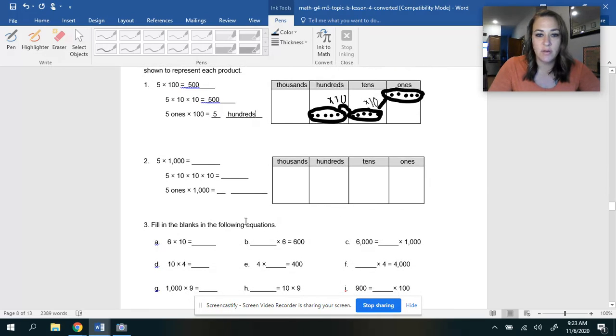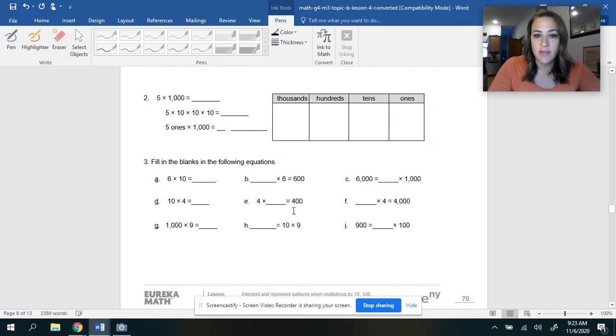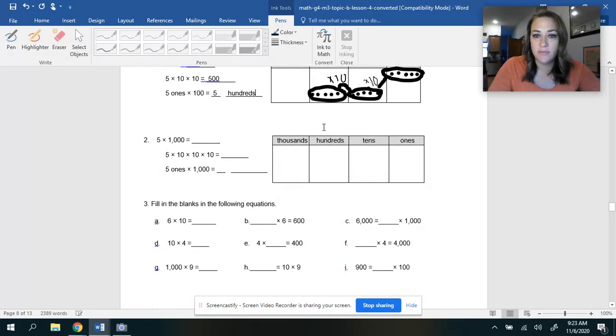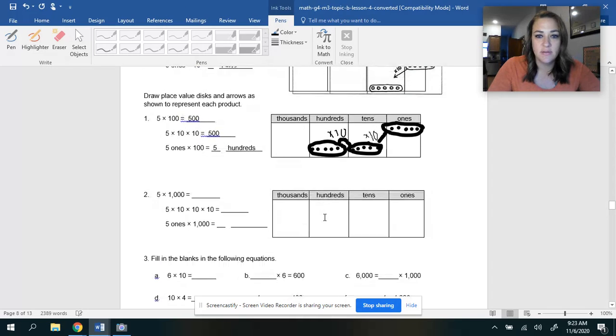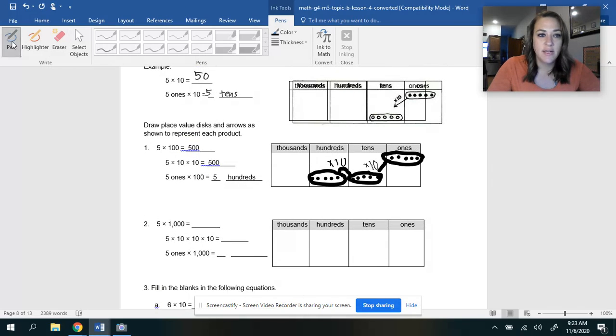Okay, so we're going to do it one more. And then as you can see down here, we're getting away from that place value chart, but we're going to use what we've learned, what we visualized to help us solve these ones. Okay. All right. So I have 5 times 1,000. They broke that apart as 5 times 10 times 10 times 10. 1, 2, 3, 4, 5.